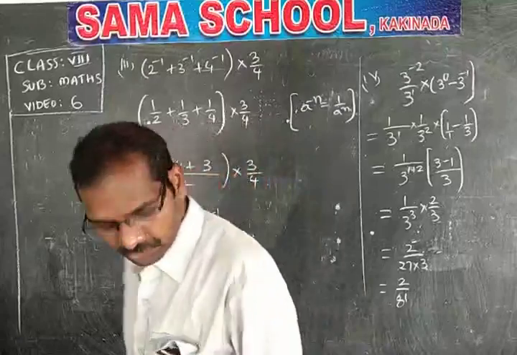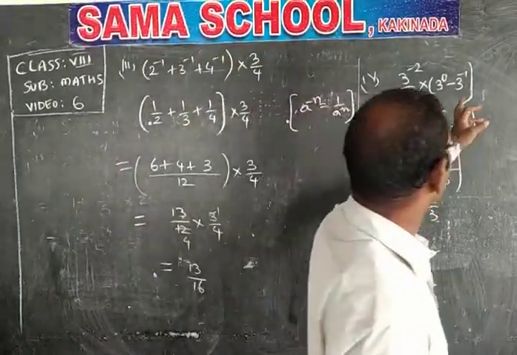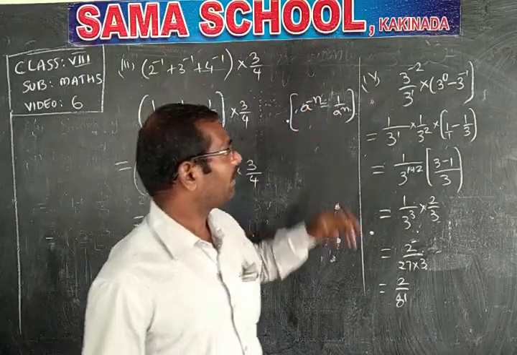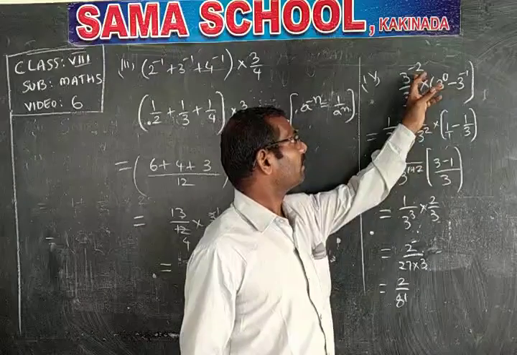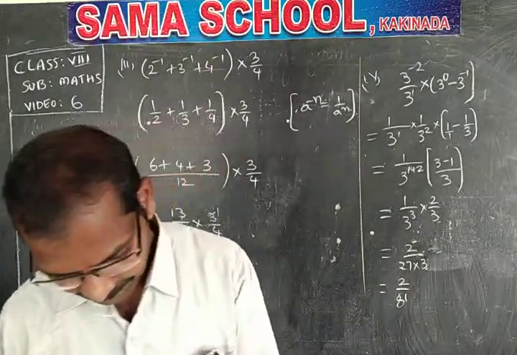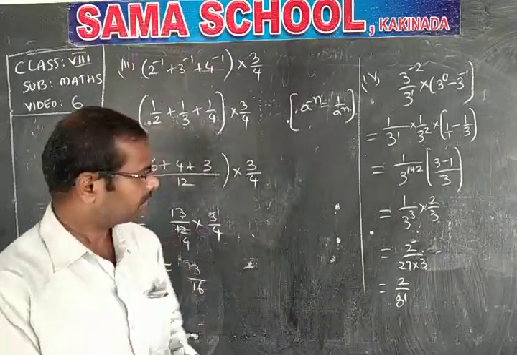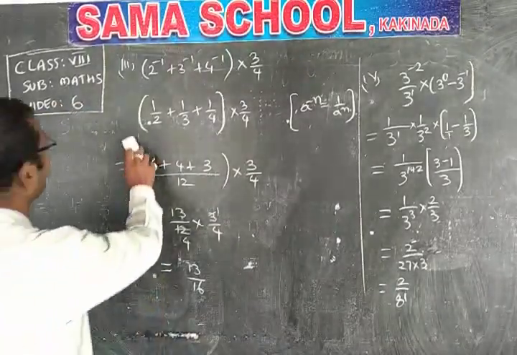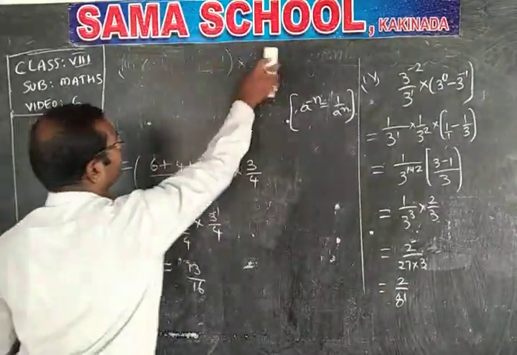What we have to use here is 3 power minus 1, which we already used: a power minus n is equal to 1 by a power n. Like that, 3 power minus 2 goes to the denominator and becomes a positive power. Now for the next sum, I want to explain the sixth sum now.